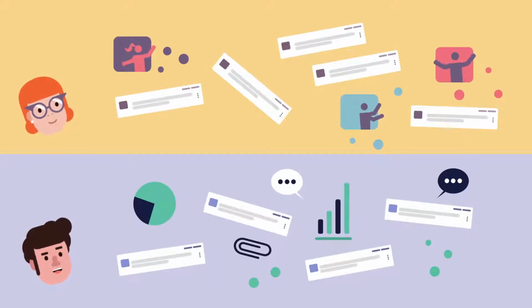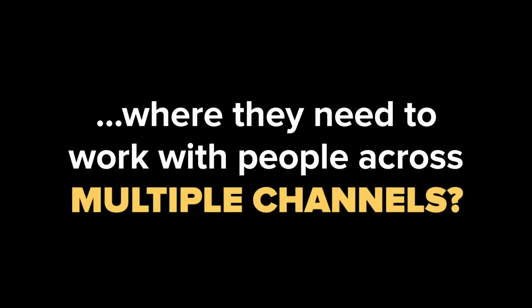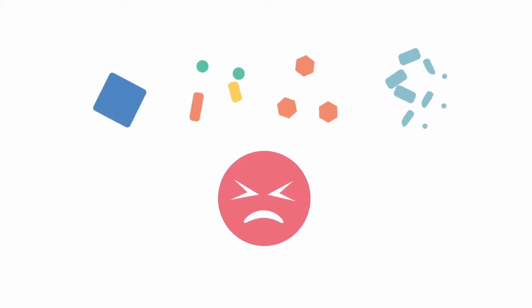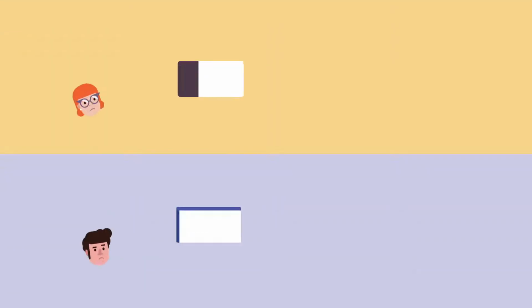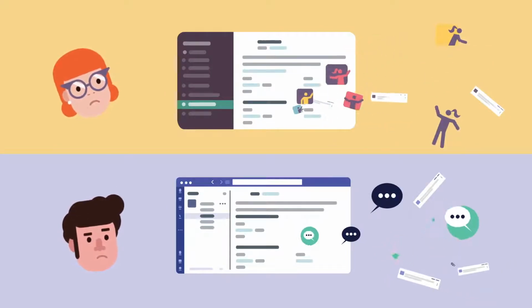But how can anyone stay aligned on a project or a topic where they need to work with people across multiple channels? That's a problem that no existing task tool has successfully solved. It's also a problem for companies of all sizes, whether they use Slack or Microsoft Teams. And it's exactly why Workstreams.ai created Goals.